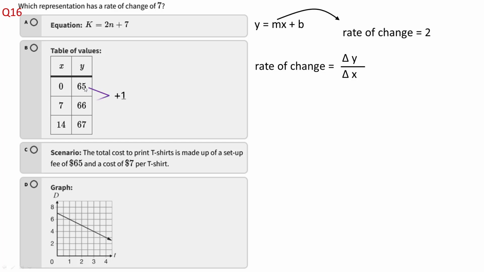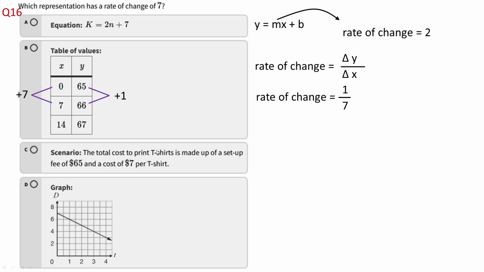So the change in y, notice that's going up by 1. The change in x isn't going up by 1, it's actually going up by 7. So the rate of change would actually be 1 over 7. It's this change over this change. So the rate of change for this is actually just 1/7. It's not 7. So B is not a correct answer.